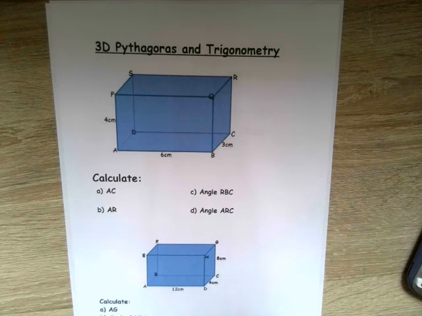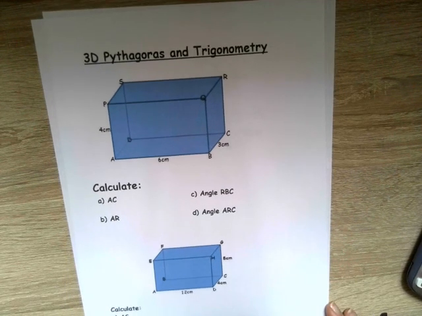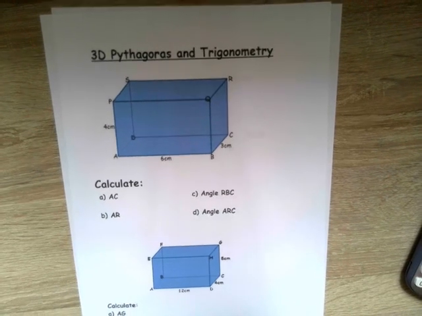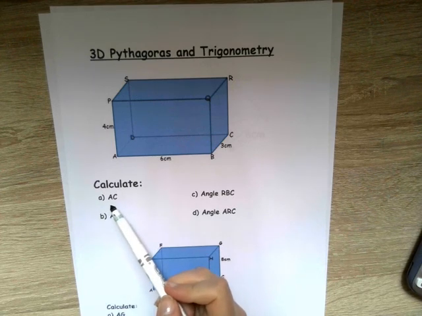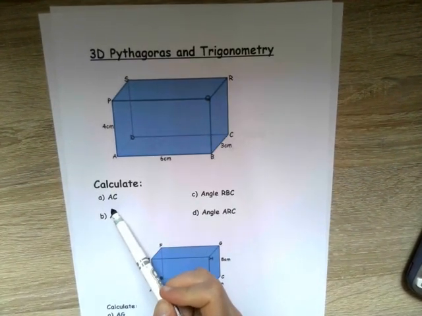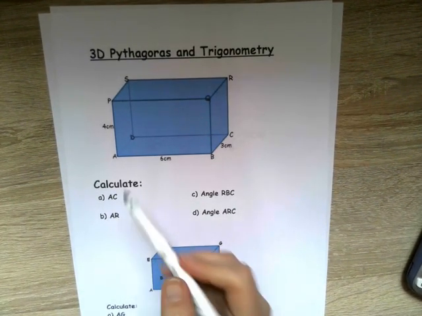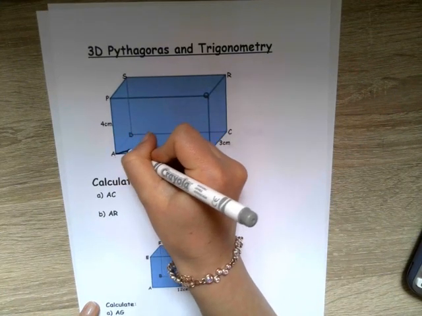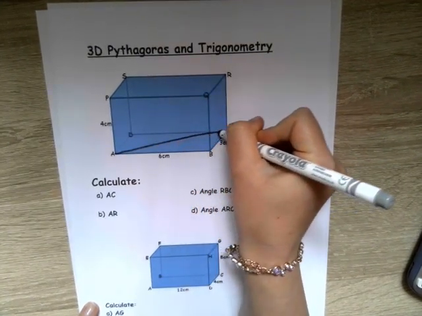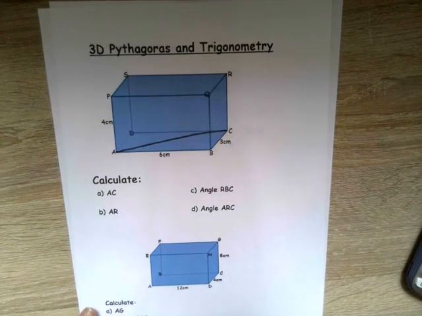This video is going to go through 3D Pythagoras and trigonometry. So it's basically exactly the same as 2D, it's just you're dealing with a 3D shape rather than a 2D shape. So the first one here is to calculate the length of AC. Now AC is going to be the line that joins A to C. So we can add that in. Ideally, I should be using a ruler, but that would be that line there.